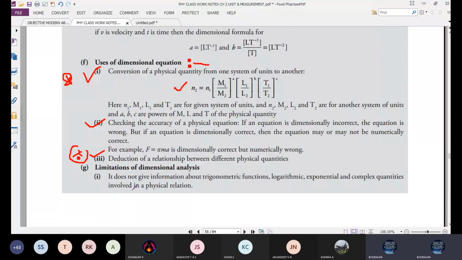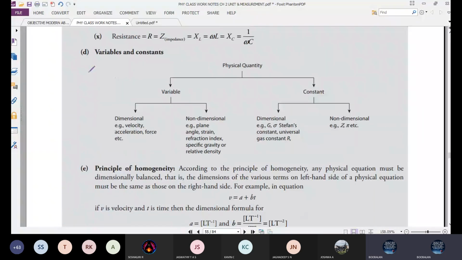But in these two examples, we'll discuss in tomorrow's class, because it will take more time. So now I'm skipping it, since you feel it is difficult. This one, okay: the conversion of physical quantity from one system to another system, and detecting the relationship between the different physical quantities. We'll discuss it next class. So up to that, one small topic is there. That one we will finish: the variable and the constant.